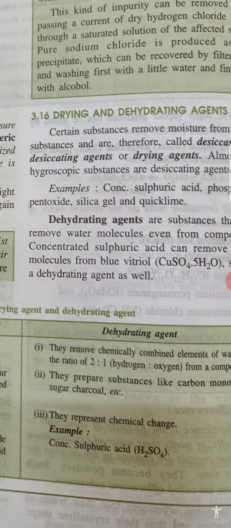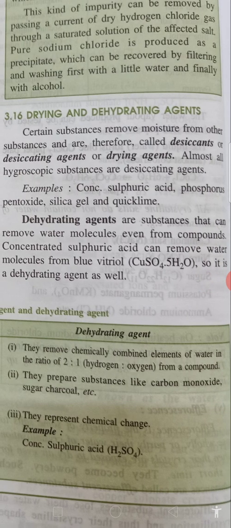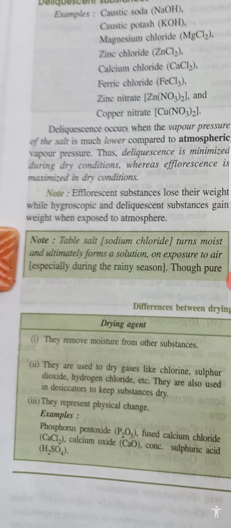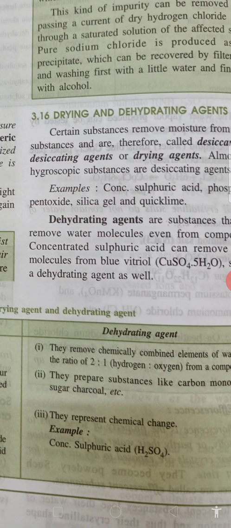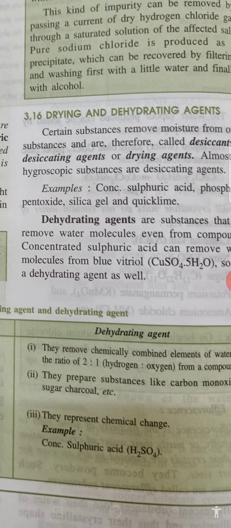And in dehydration, they prepare a new substance like carbon monoxide, sugar charcoal, etc. So a chemical change takes place over here. Drying represents a physical change, whereas dehydration represents a chemical change. Some of the drying agents are phosphorus pentoxide, fused calcium chloride, calcium oxide, and sulfuric acid. And children, an example of concentrated sulfuric acid is H2SO4, concentrated H2SO4.